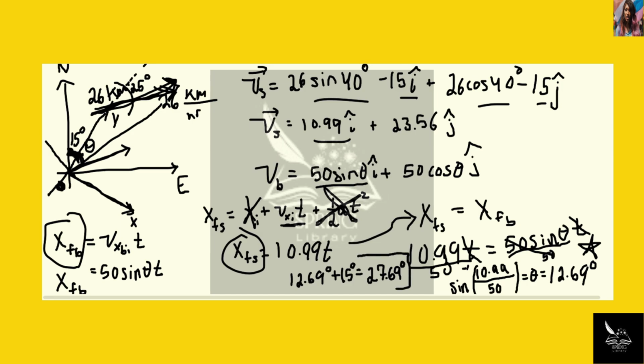So at that angle, the Coast Guard speedboat can leave and travel at its max velocity, which is 50 kilometers an hour. Head out at that angle, and it can go and see what's going on with this boat that's traveling in this direction.